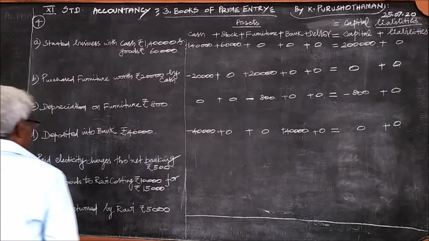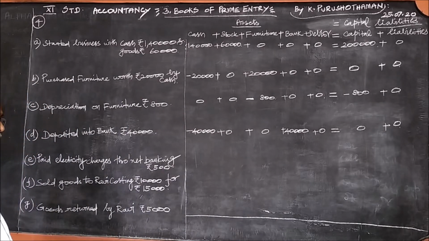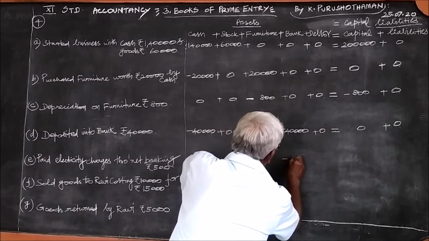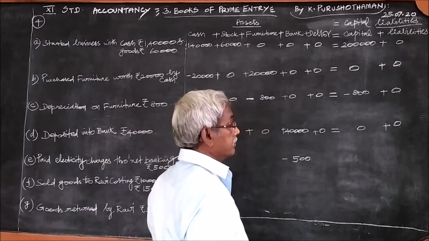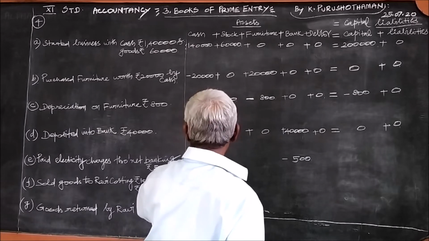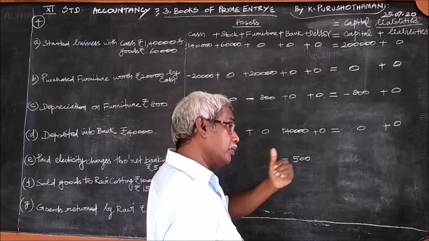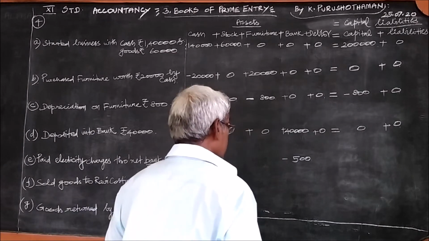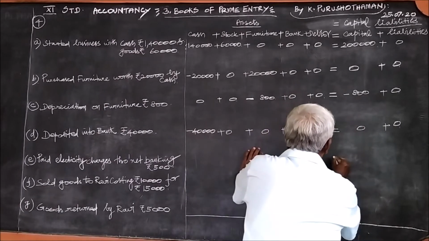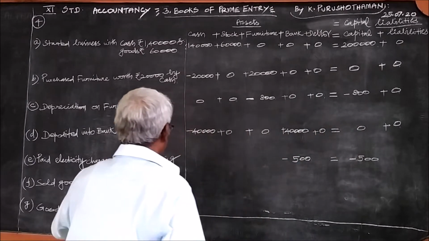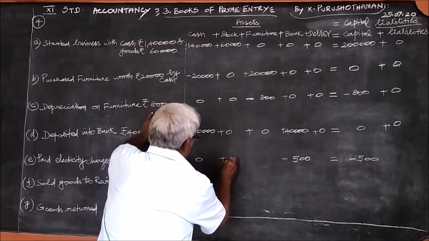Then E, paid electricity charges through net banking. Rupees 500 is paid from the bank, therefore the bank balance will be reduced, minus 500. If it is paid through cash, the cash balance will reduce, minus 500 cash. Here it is paid through net banking, that is, paid through the bank, therefore minus 500. Automatically this payment is reducing the capital, so minus 500. So left hand side minus 500, right hand side minus 500. Other items are zeros.